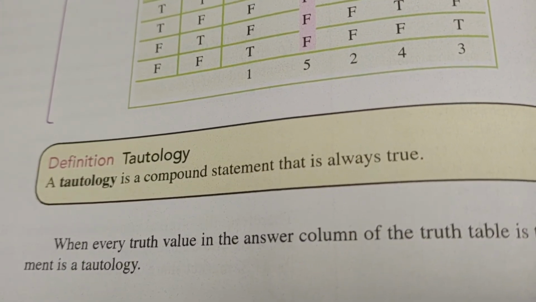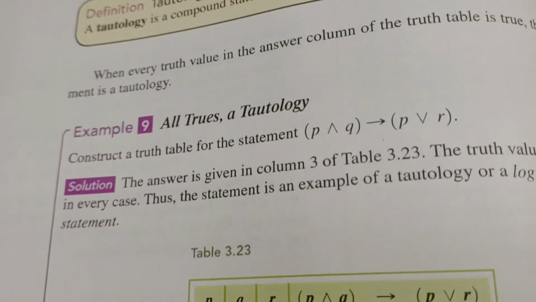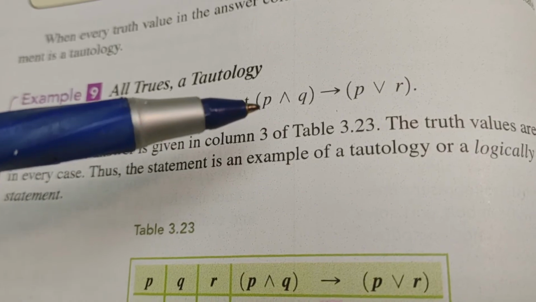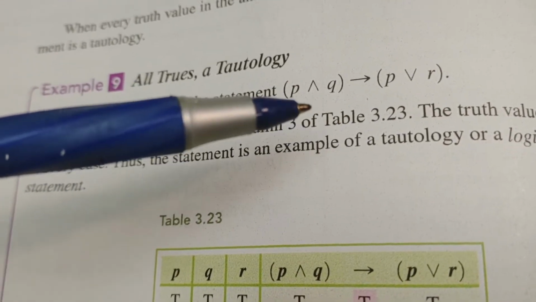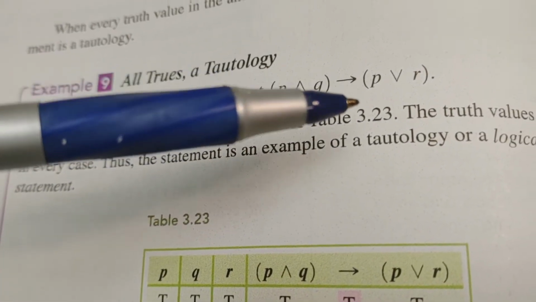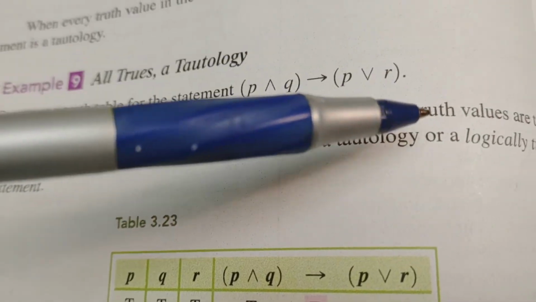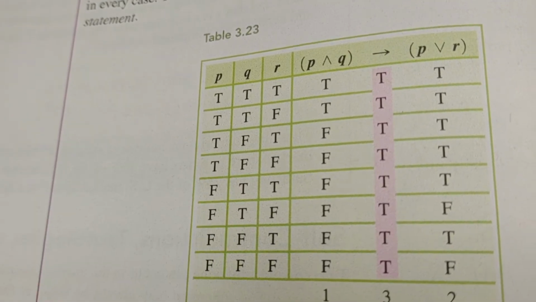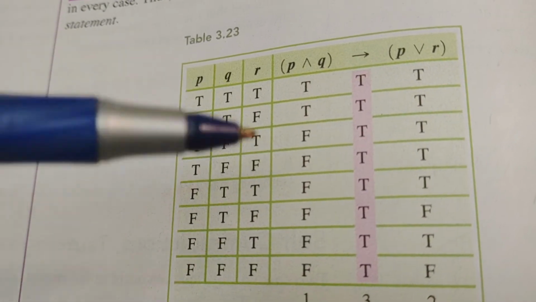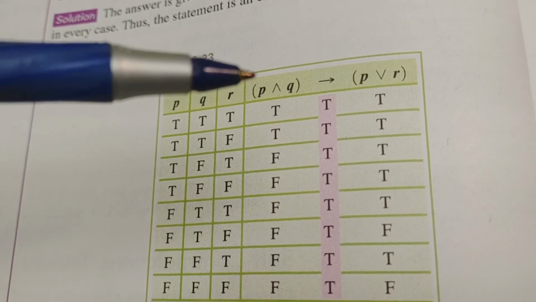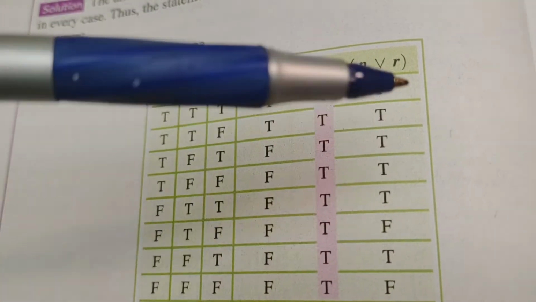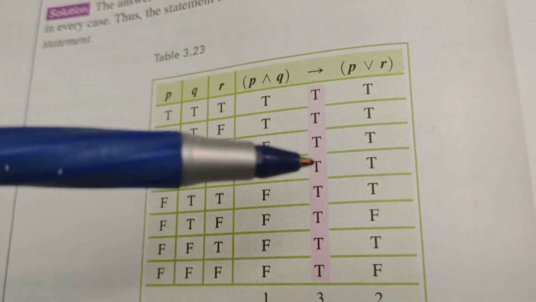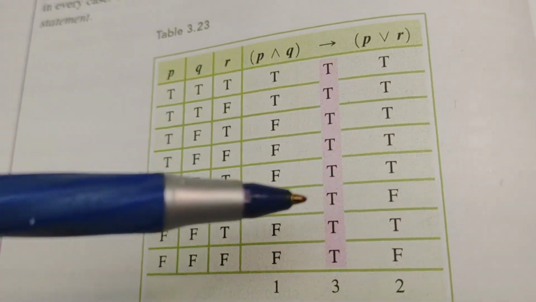Tautology is a compound statement that is always true. Okay, so here's the example of a true one. Here again we have P and Q conditional, P and Q conditional P or R. So here's our P, here's our Q, here's our R, here's our P and Q, here's our P or R, and then if we combine these two, you can see that we get all trues.